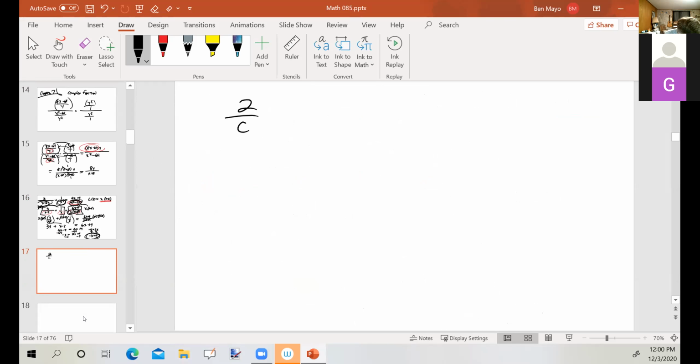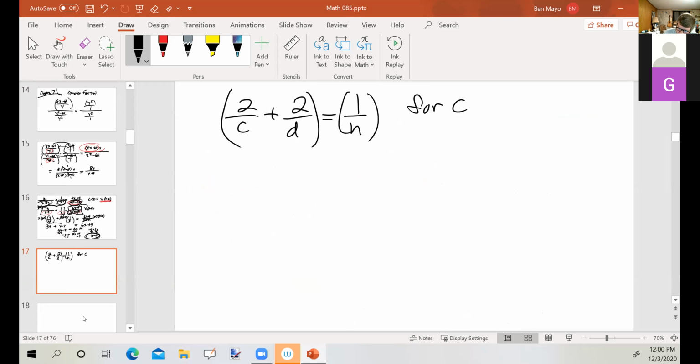Okay, how about this? 2 divided by C plus 2 divided by D equals 1 divided by H. And we are to solve for C. C is in the denominator. We need it in the numerator. So what we're going to do, we're going to multiply both sides by the LCD, which is CDH.